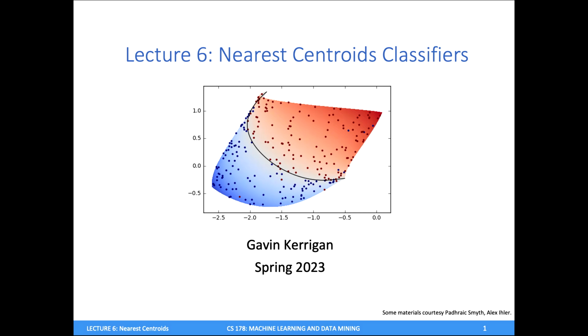So in today's class, we're going to be changing topics a little bit. For the last few lectures, we've been focused on regression problems, and today we will start looking at classification problems. We'll see an example of our first classification model, which is called the nearest centroids classifier. And we'll be focusing on classification problems for the next few weeks in the course.